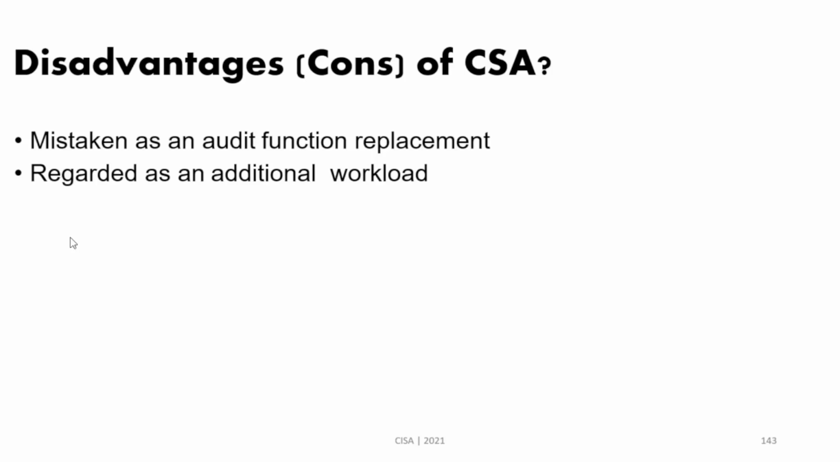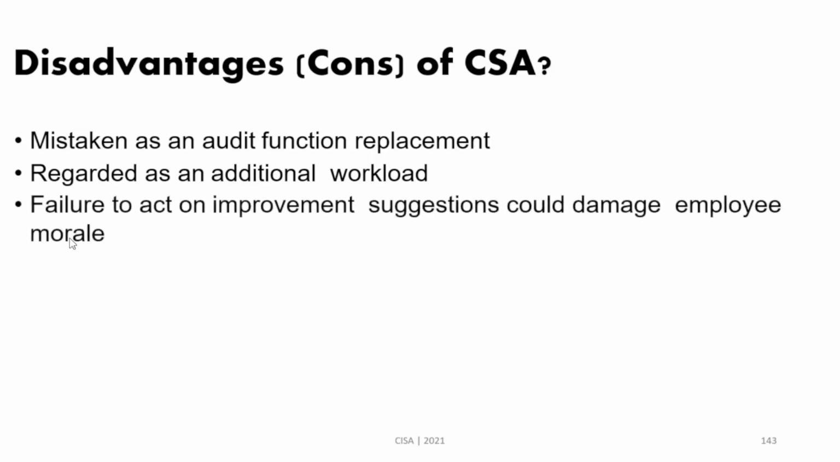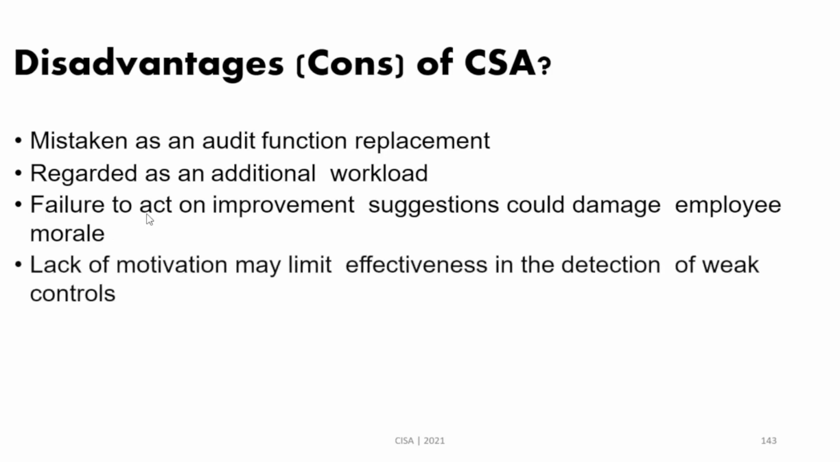In some cases, employees or staff may regard it as additional workload, and if the requirements of the CSA are more rigorous, this could damage employee morale, and employees will think that improvement is impossible. Lack of motivation may limit the effectiveness in detecting weaknesses of controls. So this is simply the pros and cons for control self-assessment.